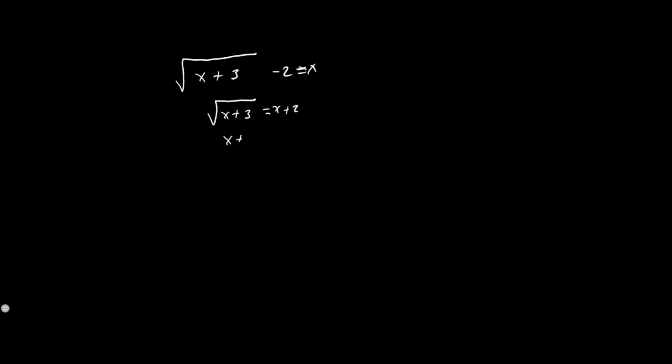Squaring both sides, we get x plus 3 is equal to x squared plus 4x plus 4. Subtracting x, we end up getting x squared plus 3x, and 4 minus 3 is plus 1. So we could solve this by using the quadratic formula. Since this quadratic is not factorable, we will get x is equal to negative 3 plus or minus the square root of 3 squared, which is 9, minus 4, which is 5, over 2.